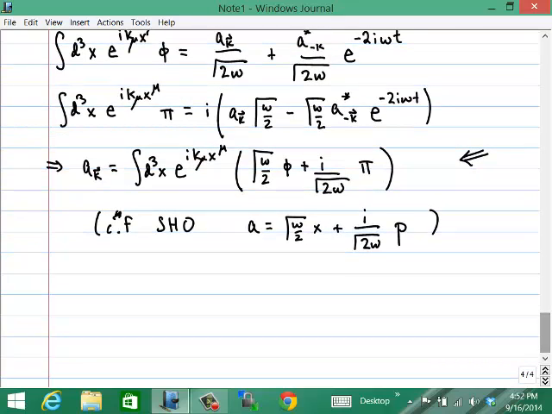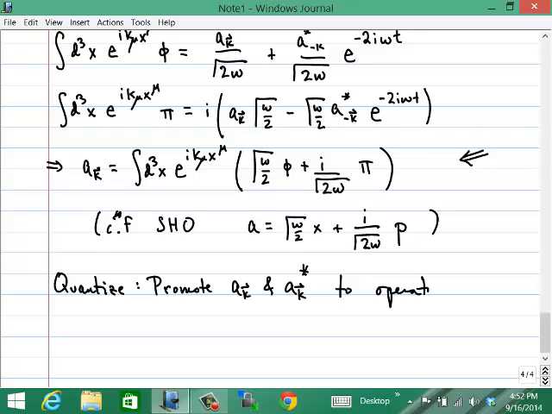So far, I really have just been talking about classical mechanics, where a_k is just some Fourier mode of a solution. But when we quantize, we promote a_k and its complex conjugate to operators acting on some Hilbert space, and in particular a_k star becomes the Hermitian conjugate of the operator a_k.